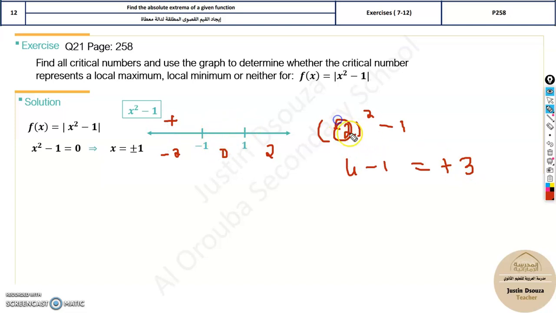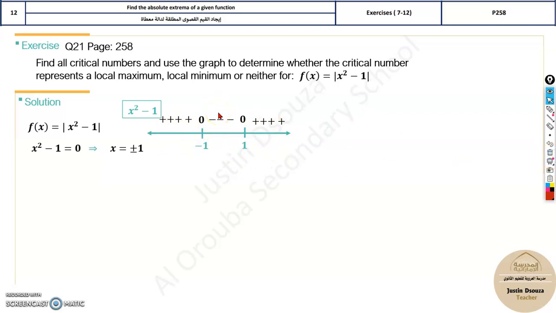Similarly, try with 0. 0 square, 0 minus 1 will be minus. And again, you can try with positive 2. It will be 4 minus 1. Again, same thing, positive. So what happens? We are getting positive over here, negative, positive. So this is the basic understanding. This is just to understand how it is. Why? Because this is an absolute value function.